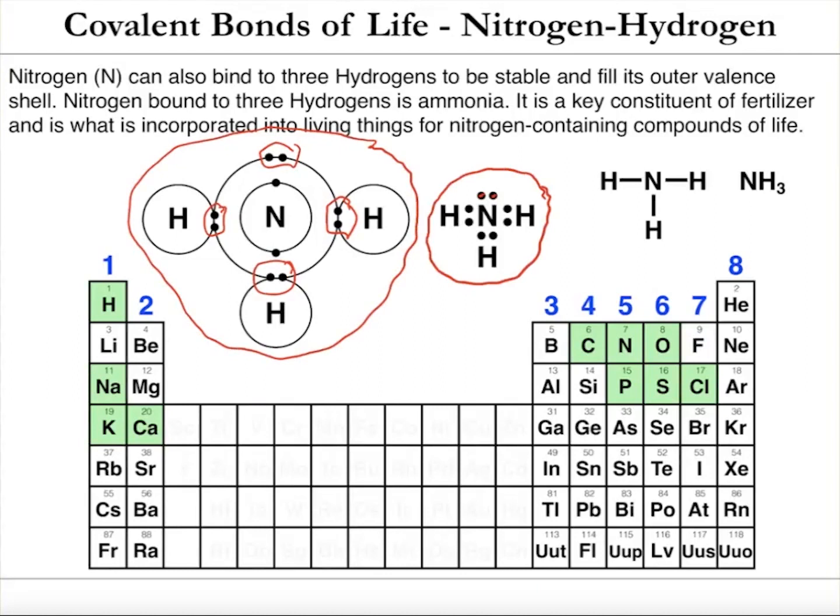So nitrogen already has what's called a lone pair. So these are a lone pair of electrons. So these are electrons that aren't bound to anything, but are just part of the nitrogen atom because it's got this extra 7th electron. And it can also be depicted in this way. And you could also put that lone pair right here if you wanted to. But the chemical composition of nitrogen bound to 3 hydrogens is called ammonia. So you've probably heard that term before. So ammonia is a key constituent of fertilizer, and it's actually what is incorporated into living things for nitrogen-containing compounds that are essential for life.